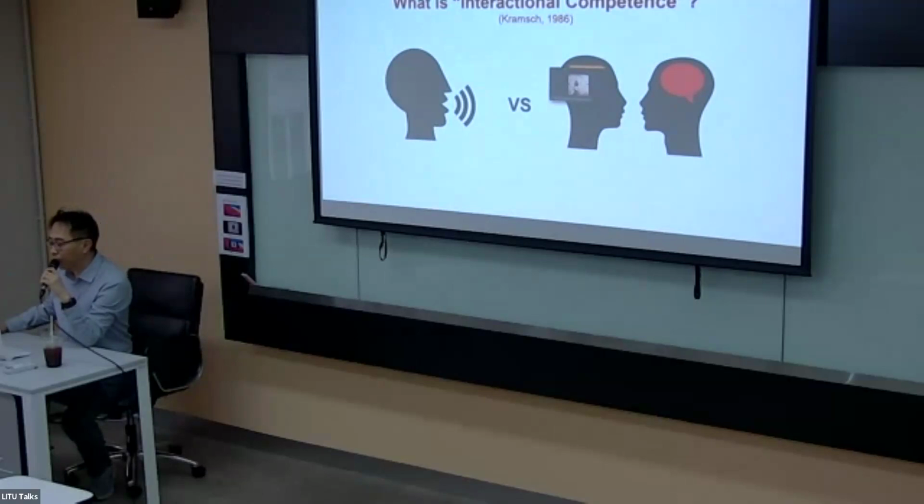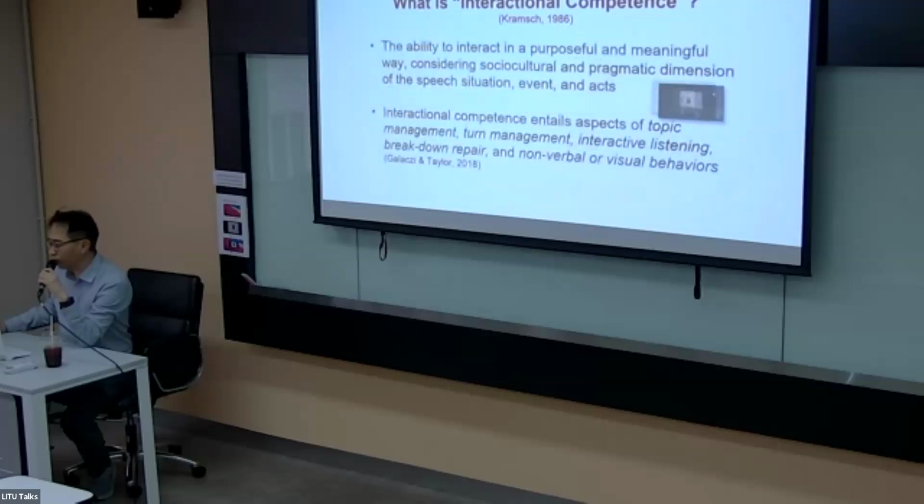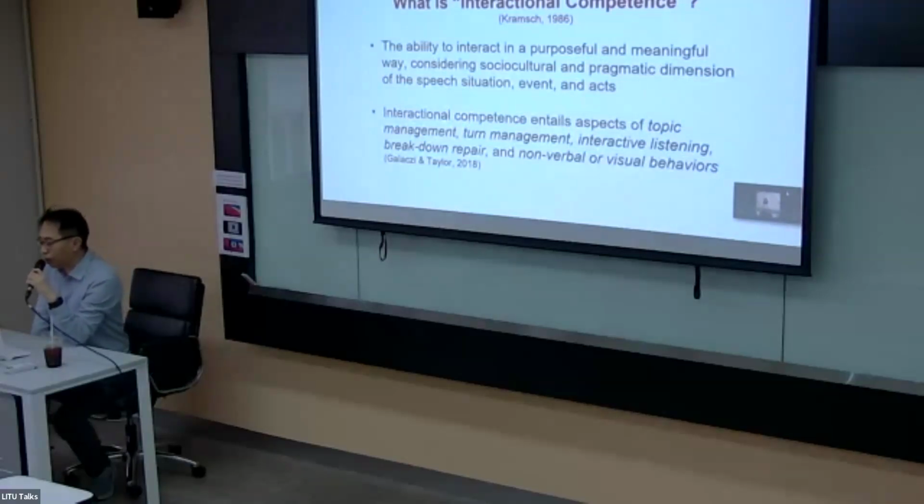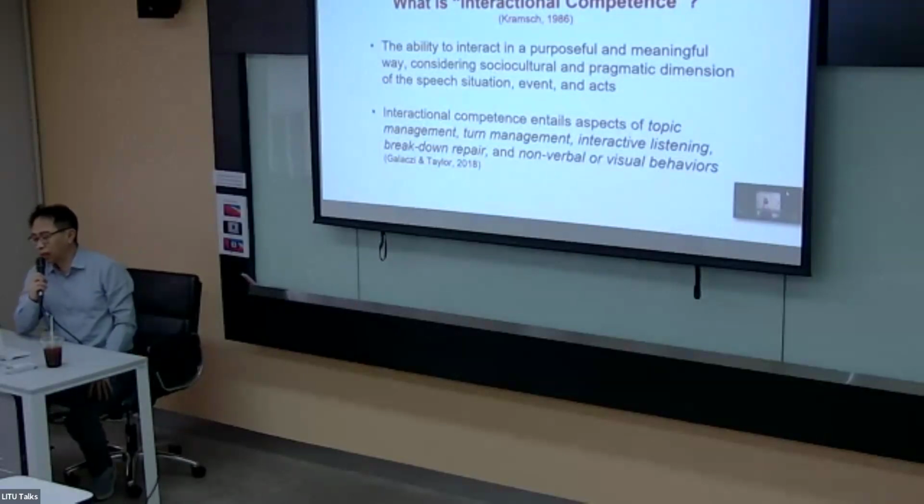So then we needed some kind of, using Gramsci's term, interactional competence. So what is interactional competence in the first place? According to Gramsci, 1986, she defined interactional competence as the ability to interact in a purposeful, meaningful way, considering social, cultural, pragmatic dimensions, visual, and even that. So basically, you have to consider these contextual factors like speech, situation, event, and act, and then whether you could interact in a purposeful and meaningful way.